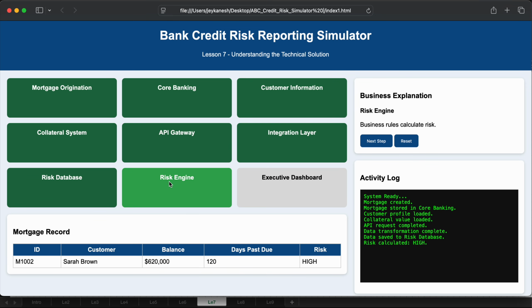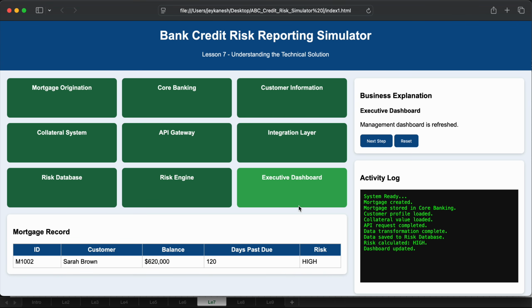I don't want to confuse you, but think that all the business rule evaluations are happening in the risk engine. Okay, here data transformation is happening, then data is saved in the integration layer, data transformation, and the API request gets all this data and gives it here. So this is the final dashboard. This is what our solution architect is going to explain.